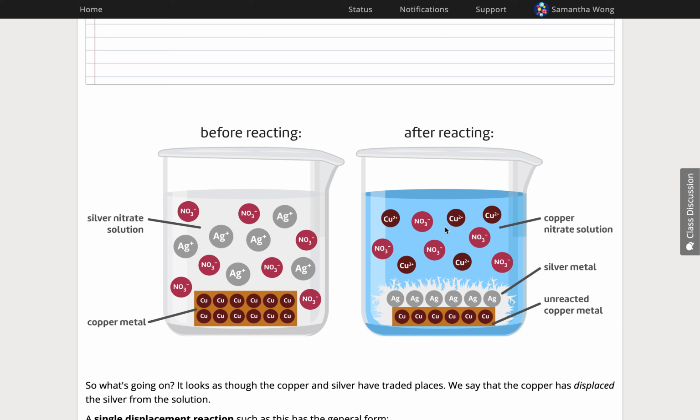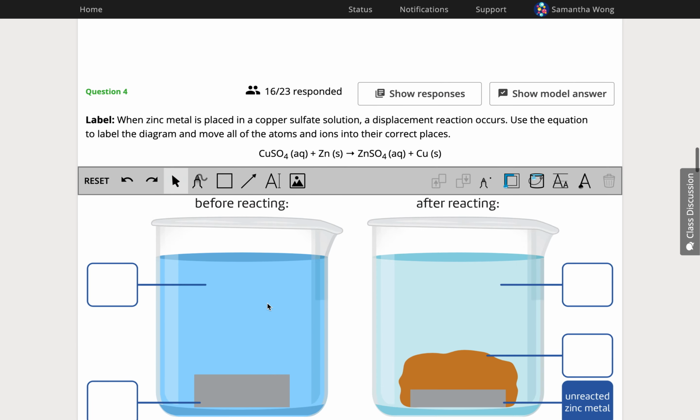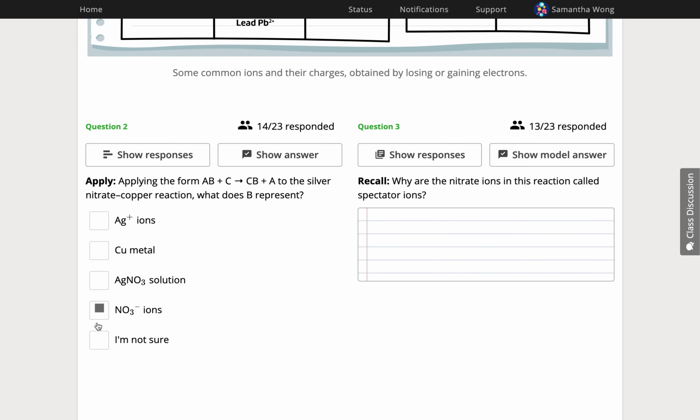They're just there watching. And with the information we're told here, notice the nitrate ions don't take part in the reaction, but simply remain. As such, they are called spectator ions. So your nitrate, shown by NO3-, is your spectator ions that are represented by B in this particular general form.